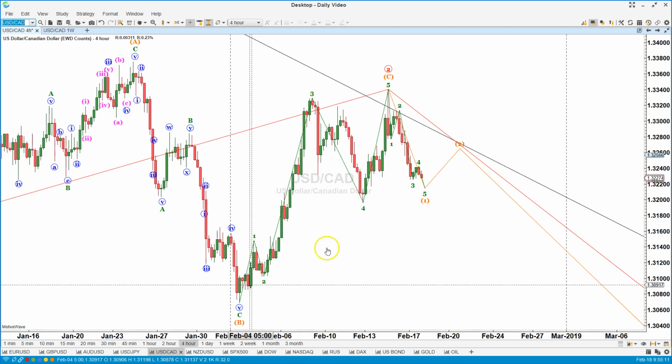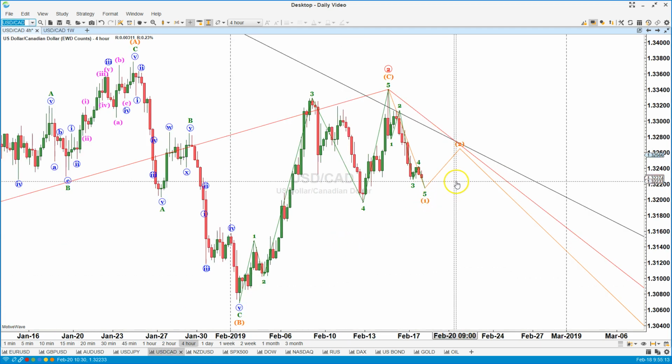The dollar CAD is showing a setup. I want to be more aggressive on this instrument. I want to short the dollar CAD below these lows. So the plan will be to take the short here.